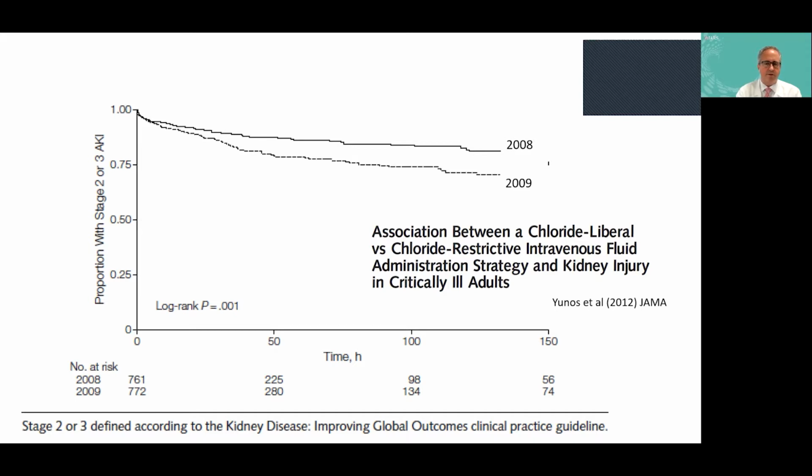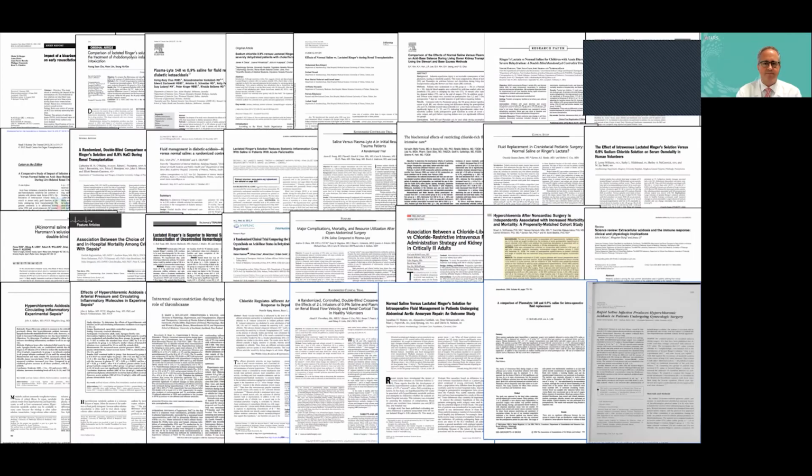This is a before and after trial conducted in Australia, in which the authors removed chloride-rich fluids from their ICU. And you can see that in the period after the fluid was removed in 2009, the incidence of moderate or severe, or stage 2 or 3 AKI, was much lower in the period after which chloride-rich fluids were removed as opposed to beforehand. So take chloride-rich fluid out of the ICU, incidence of moderate to severe kidney injury reduces.